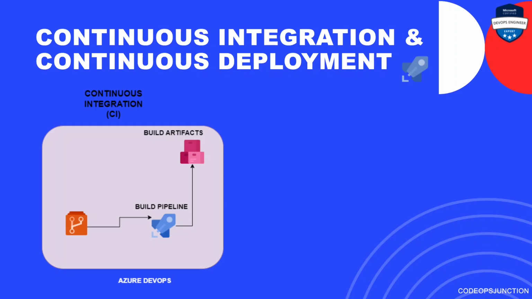That means if any developer makes a new feature in our code base in Azure Repos, then the build pipeline will automatically check out the code from Azure Repos and automatically generate the build artifacts. There is no manual intervention. So this is called continuous integration, or CI.